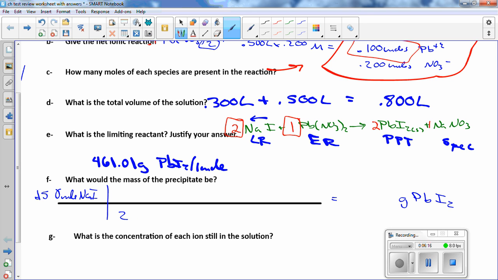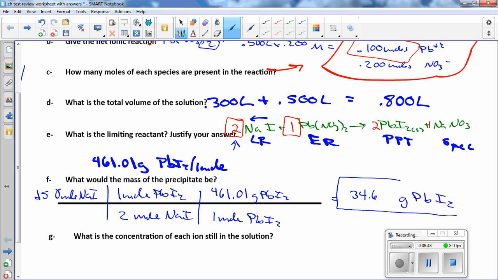All right, and then 2 moles NaI, that came from right there, for every 1 mole PbI2, and for every 1 mole PbI2, I have this number I wrote down before, 461.01 grams PbI2. All right, then I do the math, and I've already done this, and it turns out that the mass here is 34.6 grams. All right, so that's the mass of my precipitate.